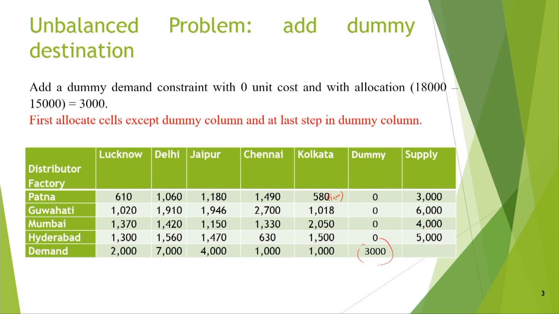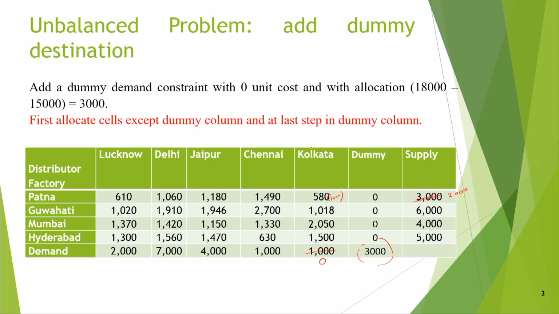In bracket I just wrote 1000. Only that much I can give. So with that, supply will reduce to 2000. That means Patna now has to supply 2000 more out of 3000. 1000 gone, and here it is 0. That means Kolkata now has 0 demand.